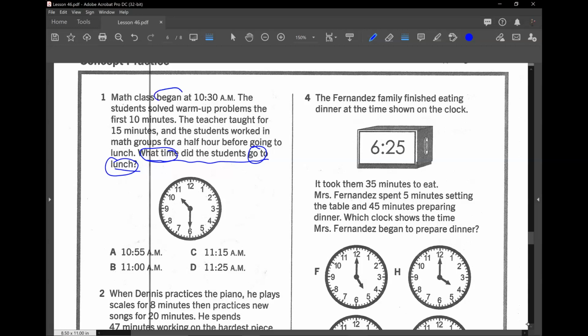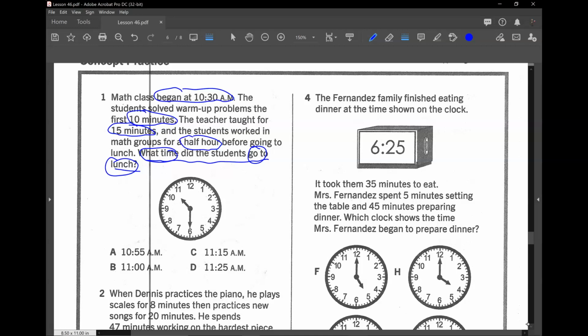Math class began at 10:30. The clock shows 10:30. The students solved warm-up problems for the first 10 minutes. The teacher taught for 15 minutes. And the students worked in math groups for a half hour before going to lunch. Okay. So first I have to find what time it is on the clock.